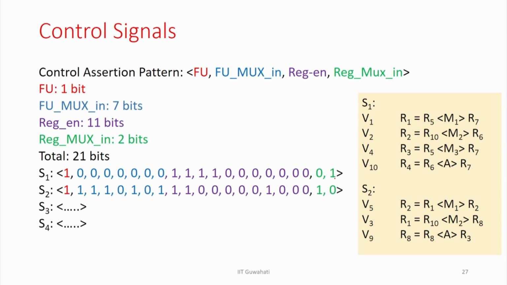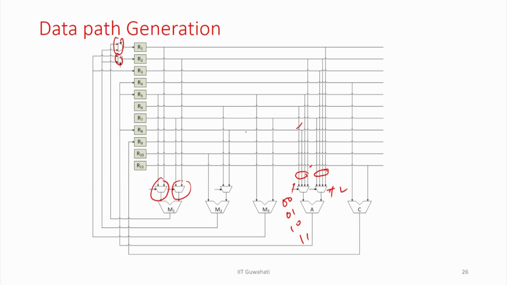So, how many control signals are required here? I need control signals for the FU, for the multipliers I do not need one, but here I need one because it is going to do add or subtract, right. So, 0 means add, 1 means subtract, or the other way. So, 1 means add and 0 means subtraction.